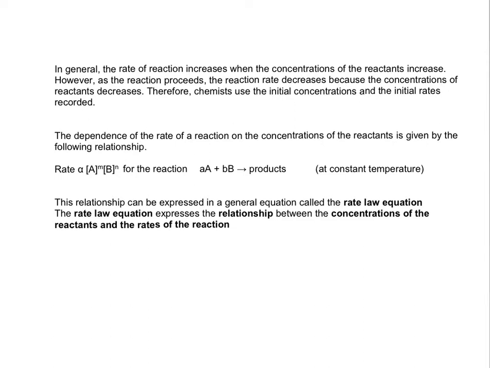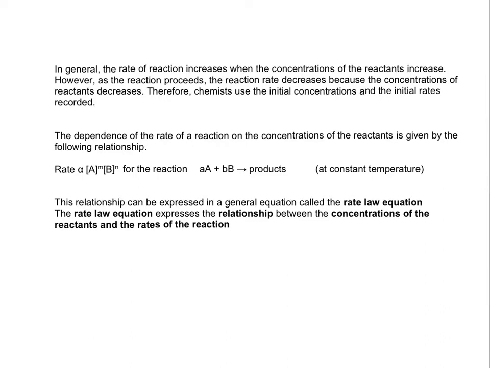laws. The dependence of the rate of a reaction on the concentration of the reactants is given by the following relationship. Rate will vary directly with the concentration of reactant A to some exponent m times the concentration of reactant B to some exponent n. And it gives you here the following reaction. You'll notice that there's no products, and that's because we don't take into account products. We just deal with reactant concentrations.